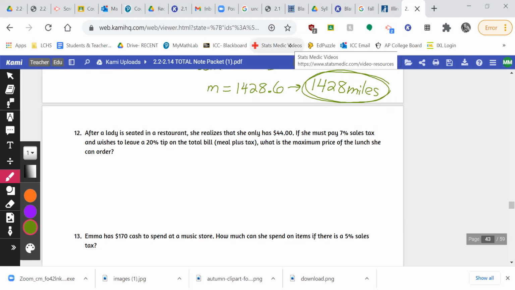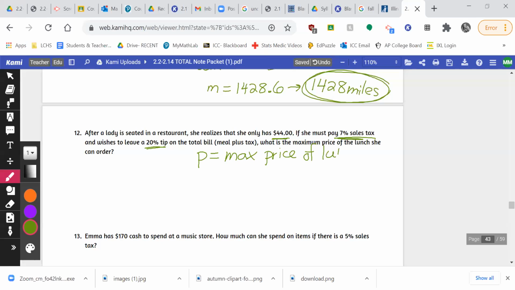Okay, number 12. After a lady is seated in a restaurant, she realizes that she only has $44. If she must pay 7% sales tax and wishes to leave a 20% tip, what is the maximum price of the lunch that she can order? So for this one, we'll have P be the max price of lunch before the tip and the tax.